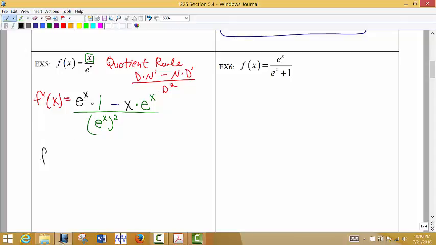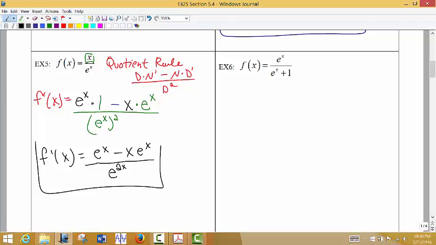All right, so a little bit of simplification here. I'm going to multiply. I have e to the x times 1, that's just e to the x, minus x times e to the x, all of that over... Remember, when we raise a power to a power, what can we do with the exponents? We can multiply them. So I get e, and then I get x times 2, well that's 2x, so our power becomes 2x. Okay, you can leave it like this, or you can do a little simplification. And once again, just be careful if you do decide to simplify.